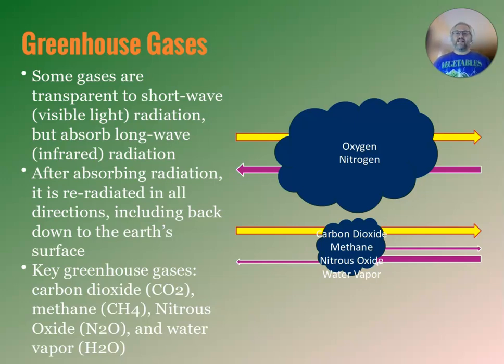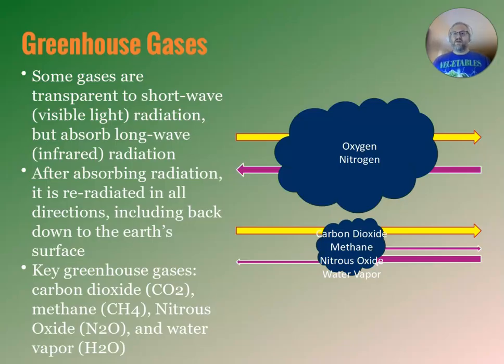But there are some gases in the atmosphere that are transparent to the shortwave radiation as it comes in from the sun. They let it pass right on through, but they will absorb and then re-radiate the longer wave radiation that the Earth is putting out. So they are sensitive to those longer wavelengths of radiation. They will trap some of that radiation by absorbing it and then radiating it back out down to the surface. Those gases include things like carbon dioxide, methane, nitrous oxide, and water vapor.